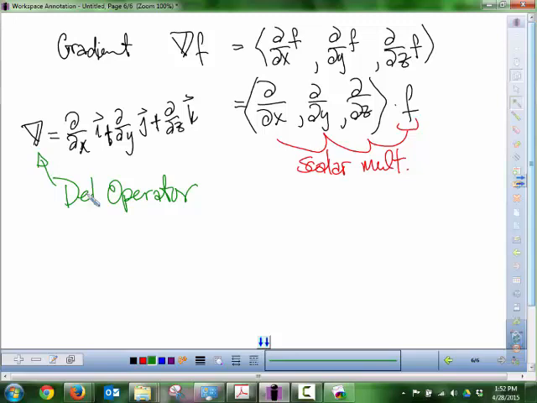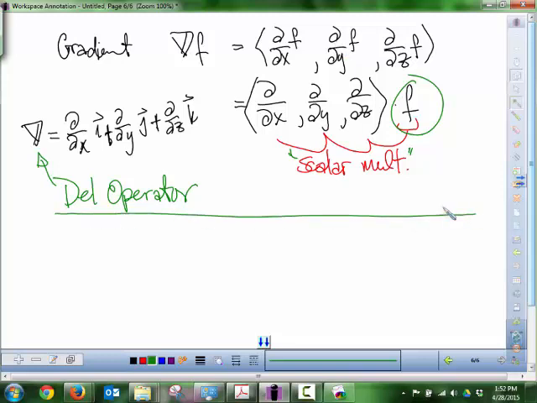So we could treat it as if it was a vector. All we've had so far is a scalar function, so the only thing we could do with a vector and a scalar is scalar multiplication. And when we scalar multiply, in quotes, with this operator and this function, we actually got the gradient. But now we have a new type of function. We have a vector.